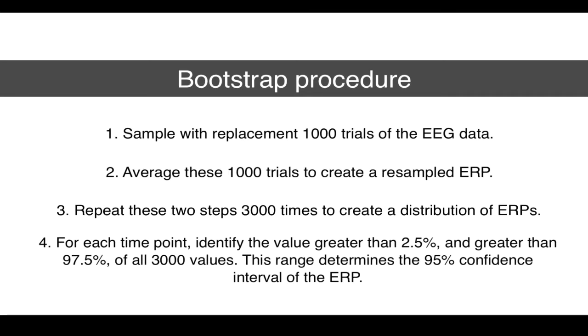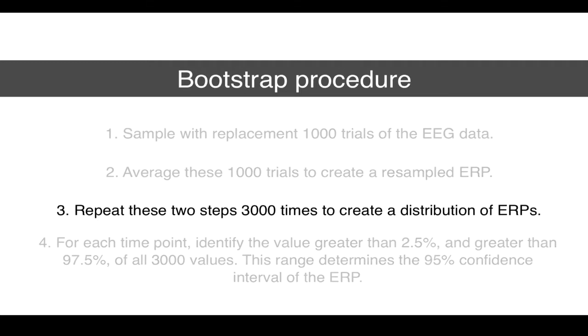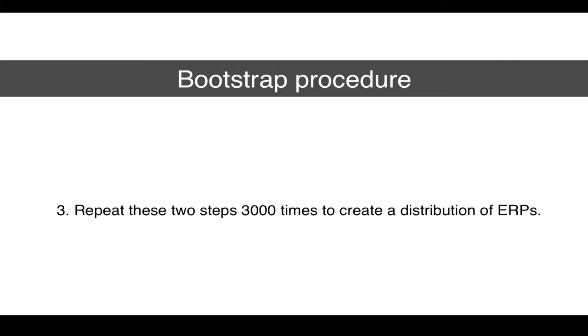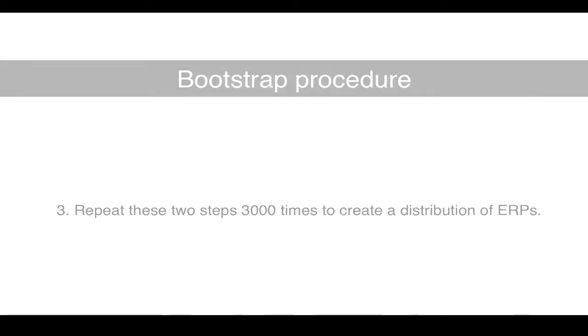In the first two steps of our Bootstrap procedure, we created a single resampled ERP. The third step asked us to repeat this procedure 3,000 times and create a distribution of ERPs. How do we do this? One potential solution is to utilize over and over again the code we've already developed.